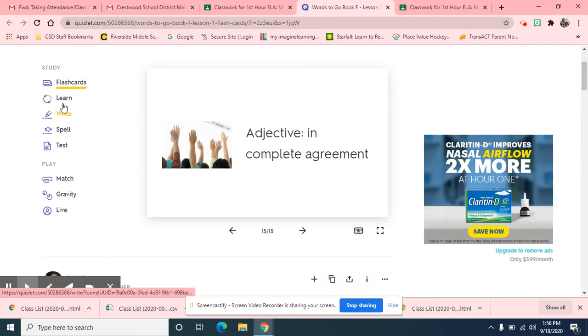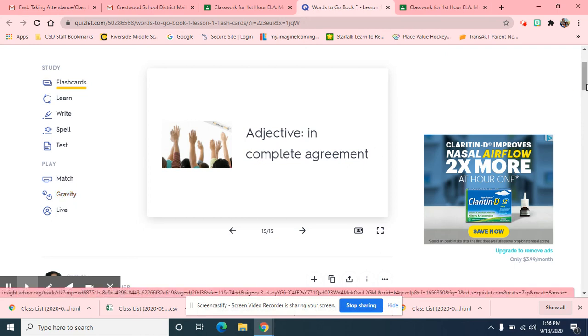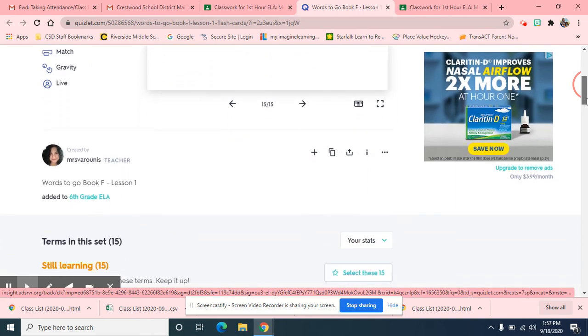All right, so you can do a couple of things here. You can play around. You can look at the test and practice the test. You can spell it. You can write it. You can do Gravity games. It's a lot of fun. Anytime you have free time, make sure that you're practicing on Quizlet.